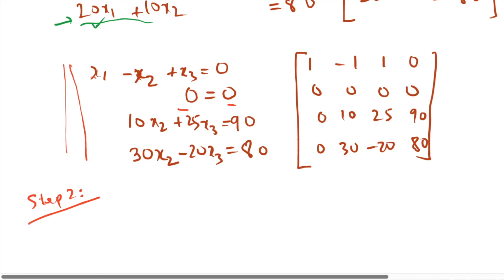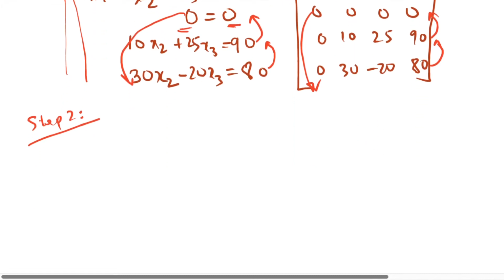So we put the second equation, that is 0 is equal to 0, in the end. We will move the third and the fourth equation one place up. So we will move the third equation here and the fourth equation here. And likewise we will do the same operations for the augmented matrix. So if you do that, let's see what's going to happen.